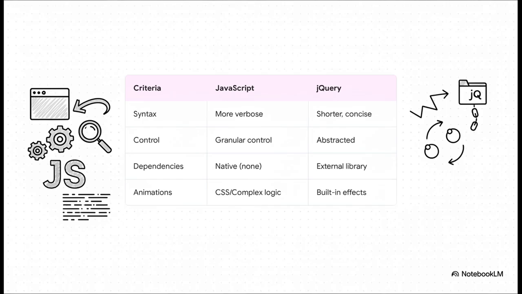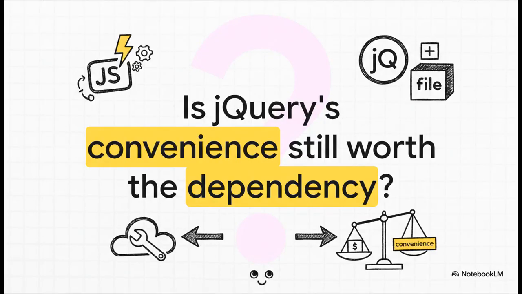jQuery, on the other hand, gives you that much shorter, concise syntax and a ton of built-in animation effects. But it comes at a cost. You need to include that jQuery library file in your project, which is an external dependency. And that leaves us with the big question from modern developers. You see, native JavaScript has gotten so much more powerful over the years. Many of the things that made jQuery essential are now much easier to do in plain JS. So, does jQuery's undeniable convenience still justify adding that extra file to your project today? Well, the answer, as always, really depends on what you're building.